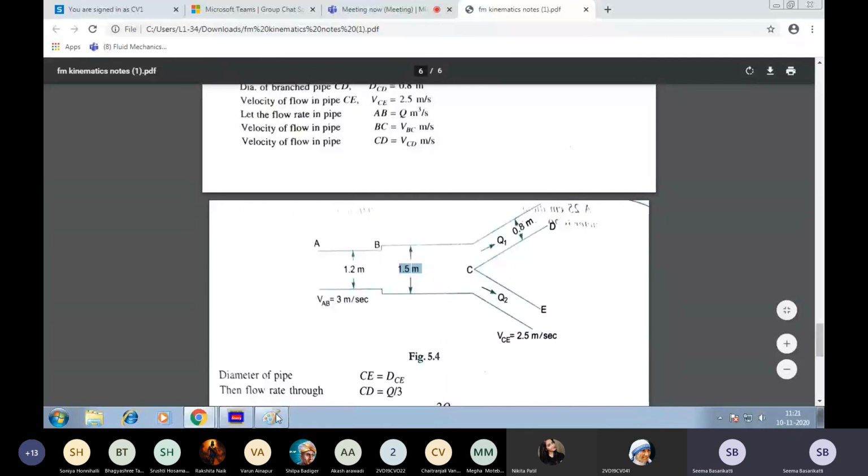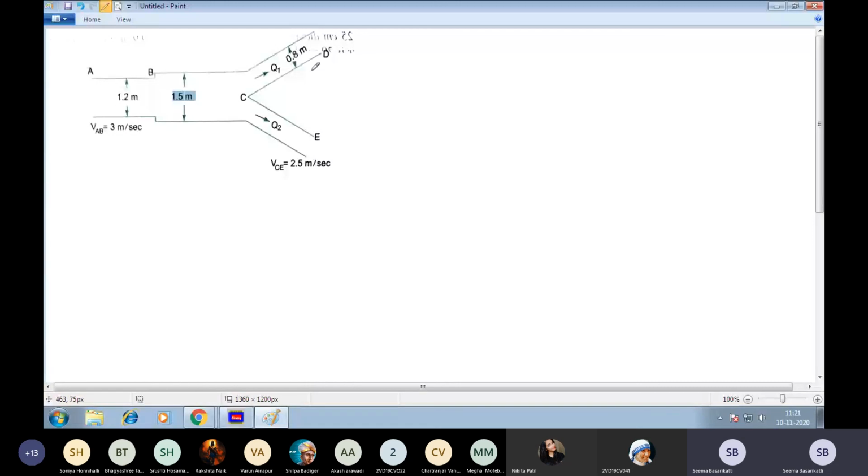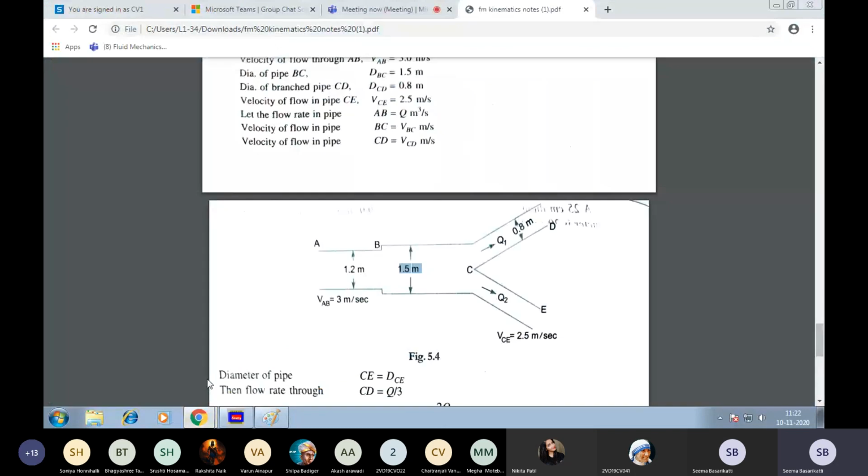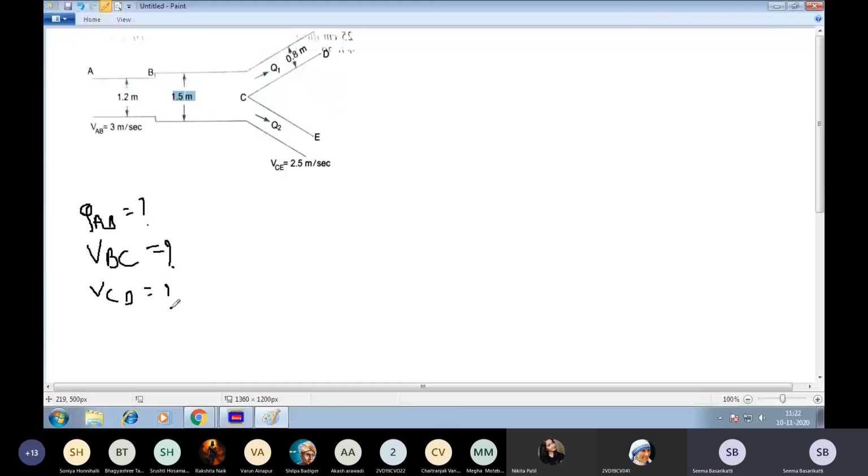First, what are the things you have to identify here? First, you have to identify the rate of flow, that is Q at AB. Next, the velocity of BC. Next, what about CD? The velocity of CD you need to identify, and the diameter of CE. These are the things you have to identify.